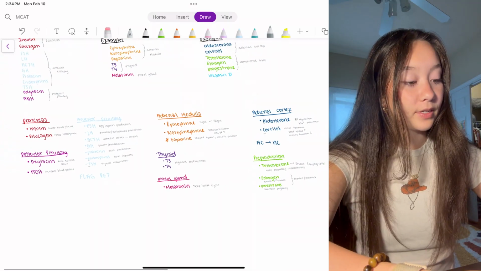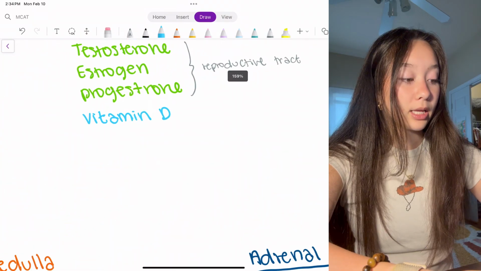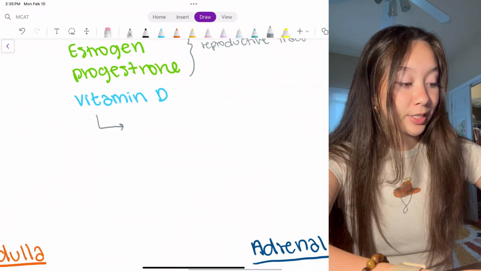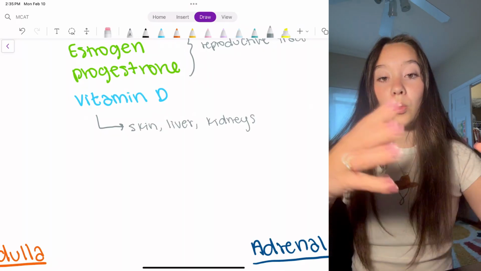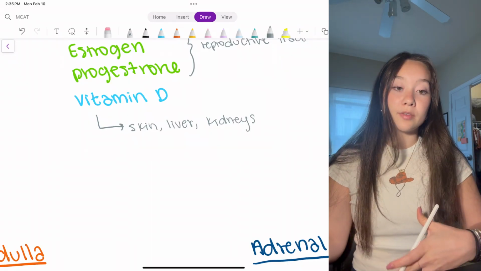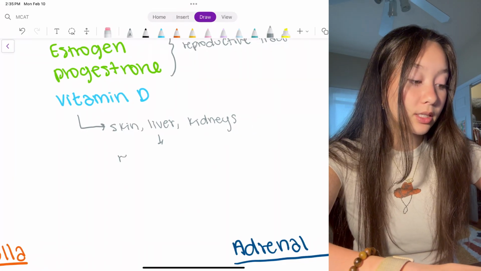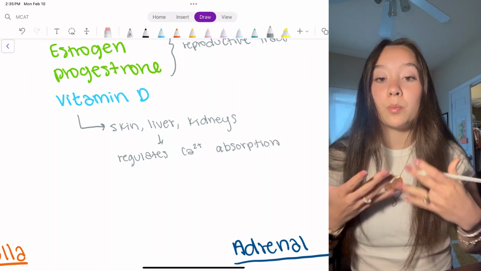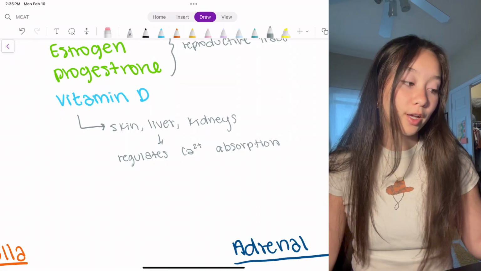All right, and then the very last one that we talked about was vitamin D. And vitamin D, I'm just gonna note up here, is produced in the skin, the liver, and the kidneys. So not one main gland like the other ones, since it is a vitamin, but it is steroid derived, so that's why I put it on here. The main thing that it does is it just regulates calcium absorption. So calcium, we think of how we build bones. Vitamin D, we think of building bones, milk, all that good stuff.